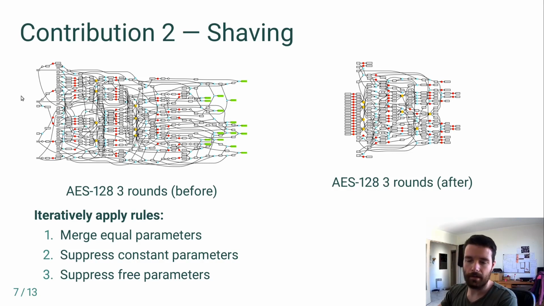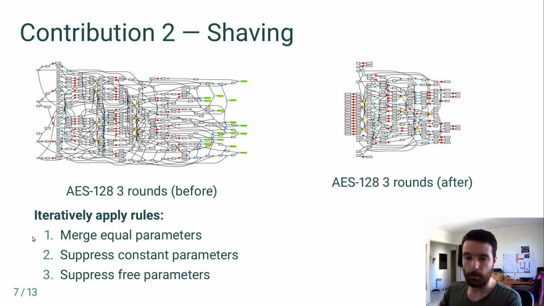Okay, so now that we have our unified modeling language, we can perform what we call shaving. The idea of shaving is to apply successively some simple rules that will simplify the DAG. And the simpler the DAG, the more efficient the model will be. Also, by performing shaving, we will be able to detect more structure that we may be able to exploit later.